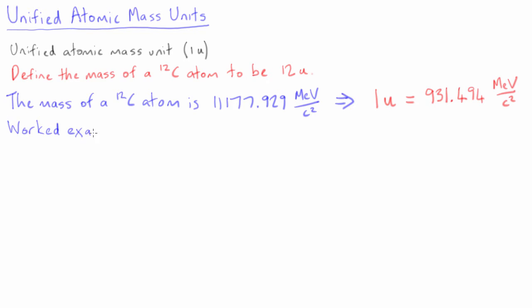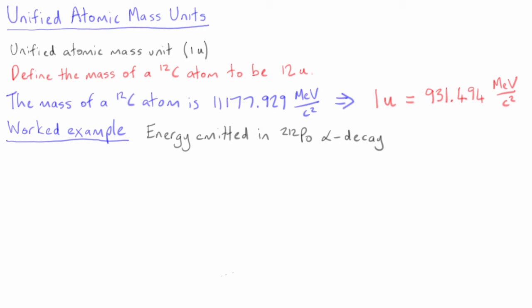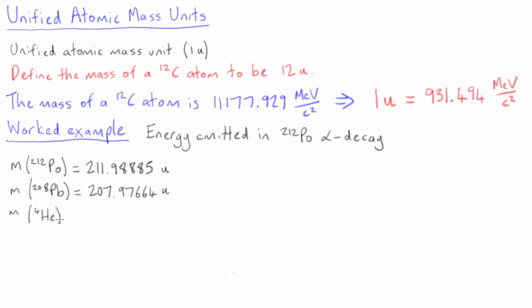Let us now look at an example of how we can solve nuclear problems using these atomic mass units. Consider the alpha decay of polonium-212 that we looked at earlier in this lecture, and let's try to work out the energy of the emitted alpha particle. We will need to know the masses of the particles involved, and we can look these up in a table of atomic masses. The numbers we need for polonium-212, lead-208 and helium-4 are shown here.